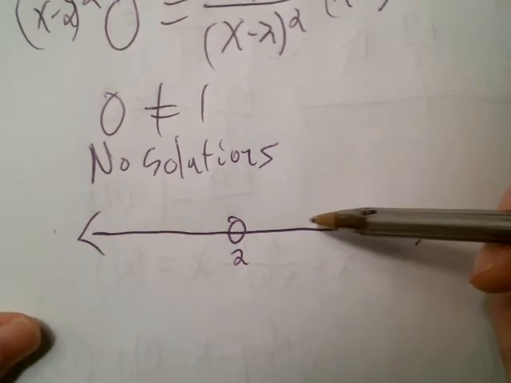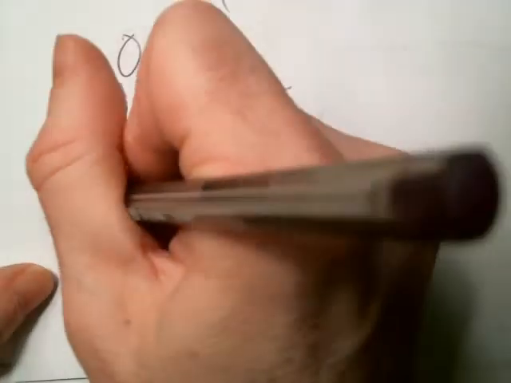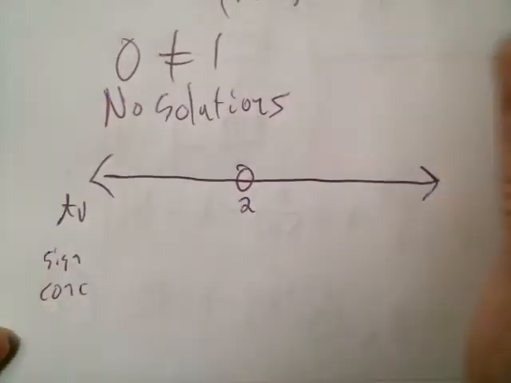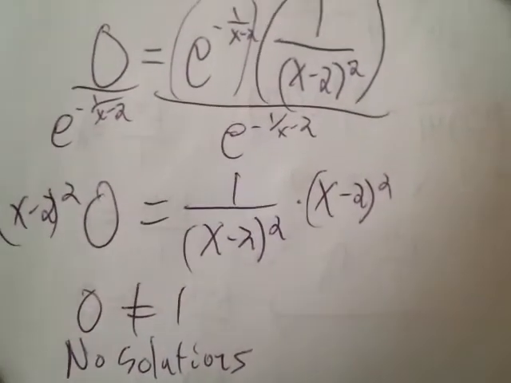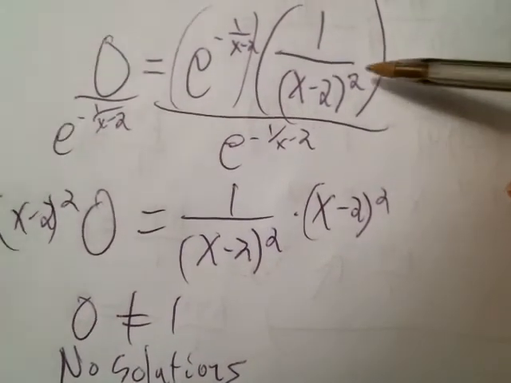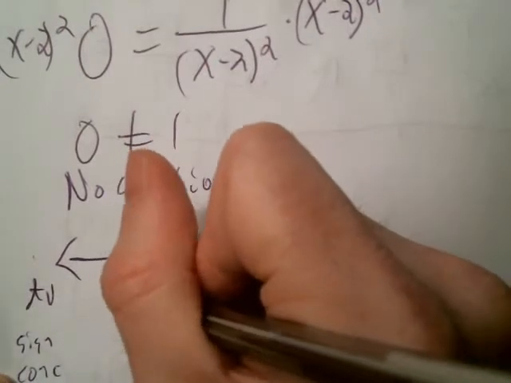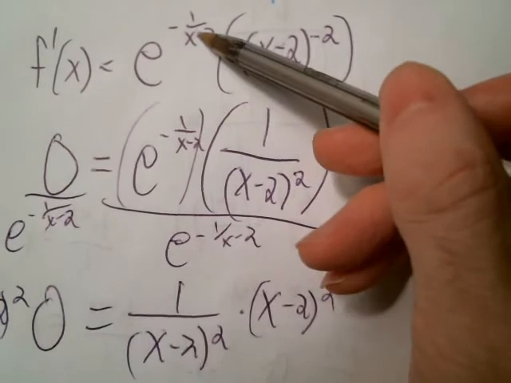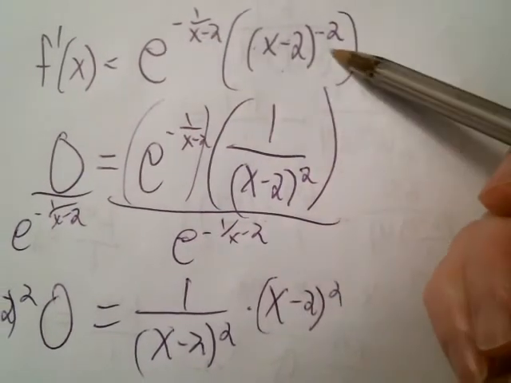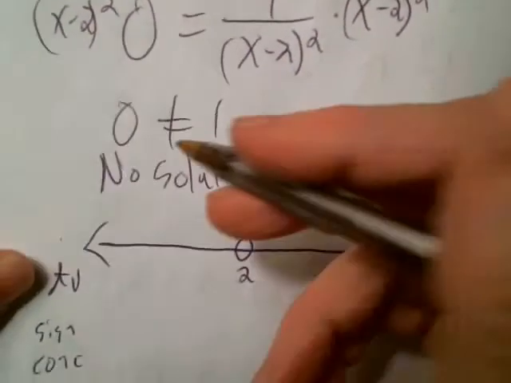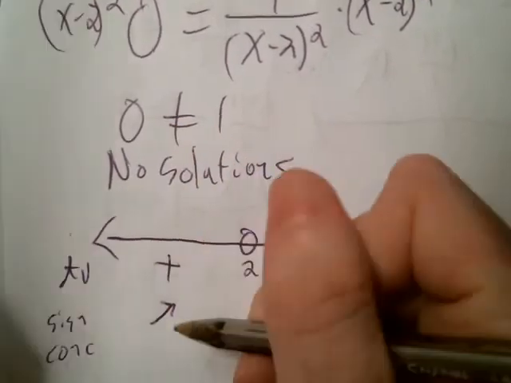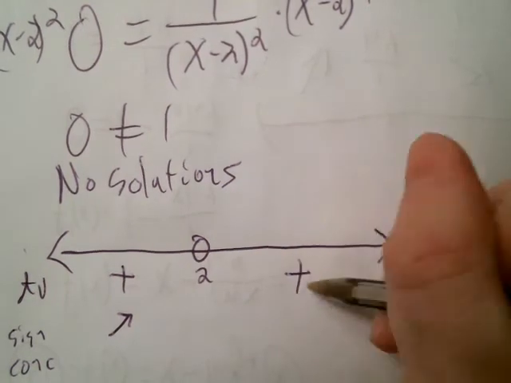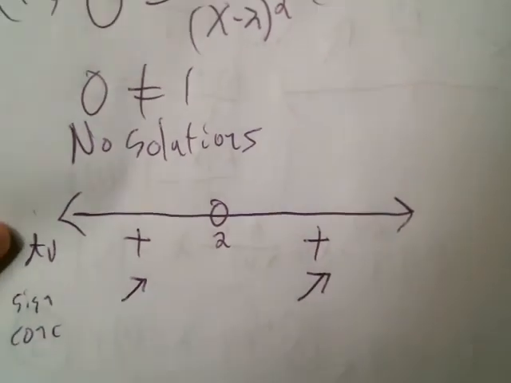Okay, so I'll do that, test value, sign, conclusion. But for the derivative, because this thing's squared, it's always going to be positive. So whatever number I put in here, it's going to end up being squared. Exponential, e to anything is going to be positive. This will be positive because it's squared. So it's a positive times a positive. It'll be increasing, and the conclusion is it's increasing, sorry. Over here, it'll be the same deal. You don't even have to do a test value.